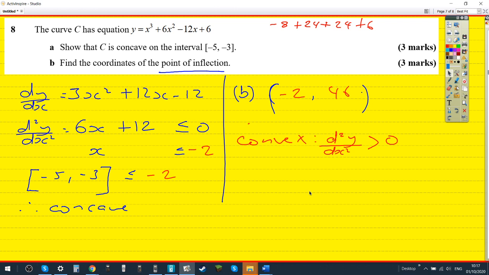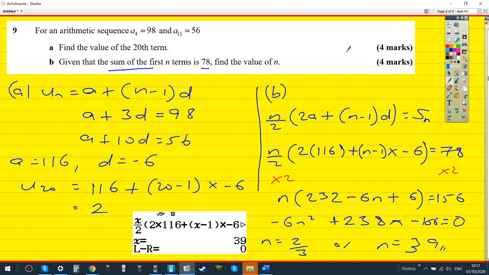Oh, I forgot that one. So you kind of got it yourself. Point of inflection, d squared y by dx squared, double derivative, is equal to 0. So concave, double derivative less than or equal to 0. Convex, double derivative greater than 0. Point of inflection, double derivative equals 0. And then this stuff, you're pretty great at this.